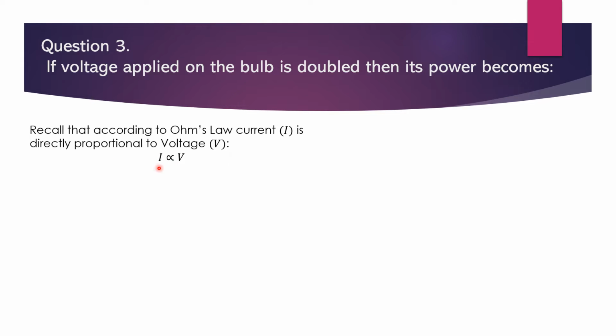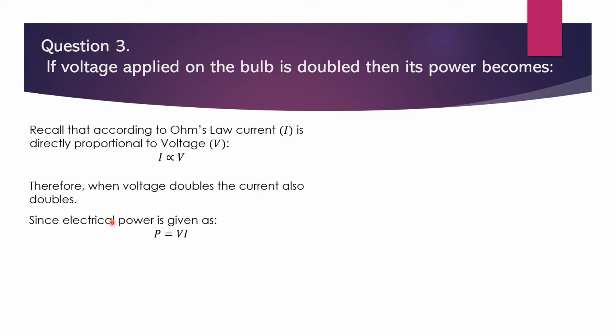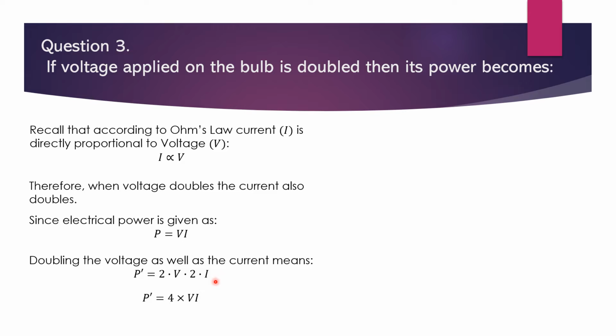That is, I is directly proportional to voltage V. Therefore, when voltage doubles, the current also doubles. Since electrical power is given as P is equal to VI, now doubling the voltage as well as the current means the new power becomes 2V dot 2I. Now multiplying these twos, the new power becomes 4 times VI, that is the original power times 4. So the answer here would be the power becomes 4 times.